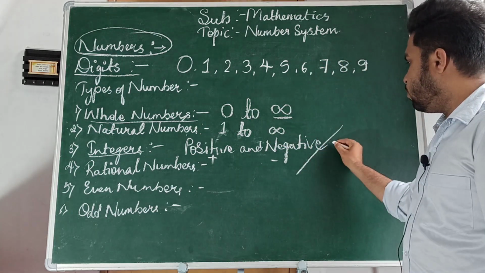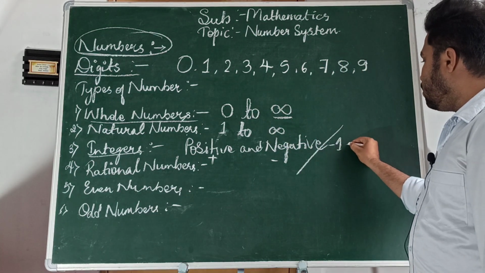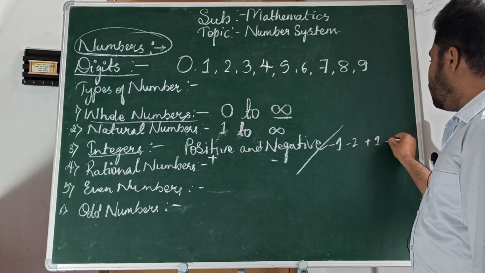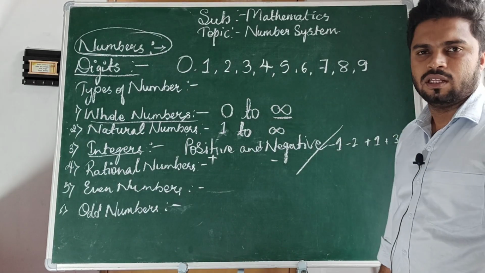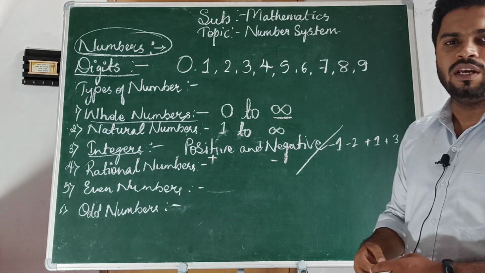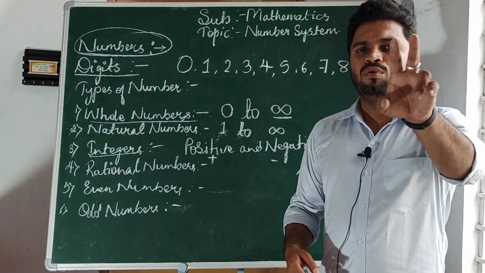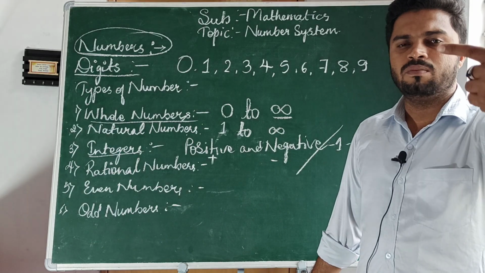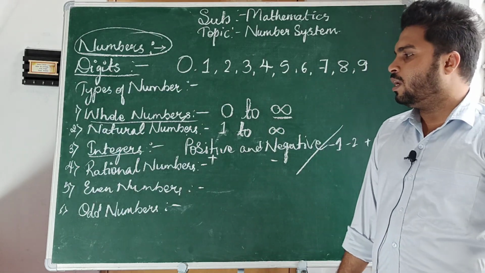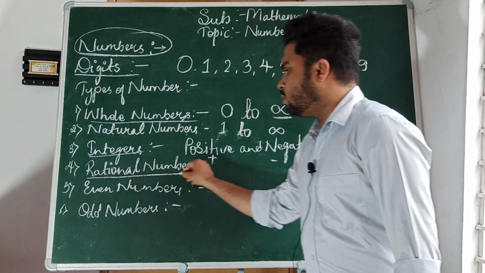For example, you can take -1, -2, +1, +2 or +3. These are examples for integers. In integers we have two things: one is positive, one more is negative.